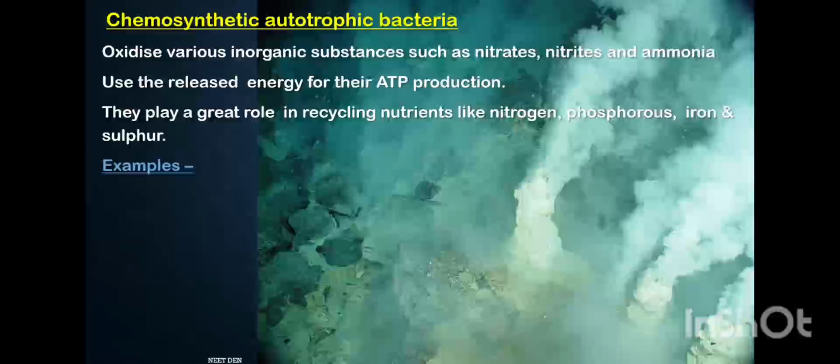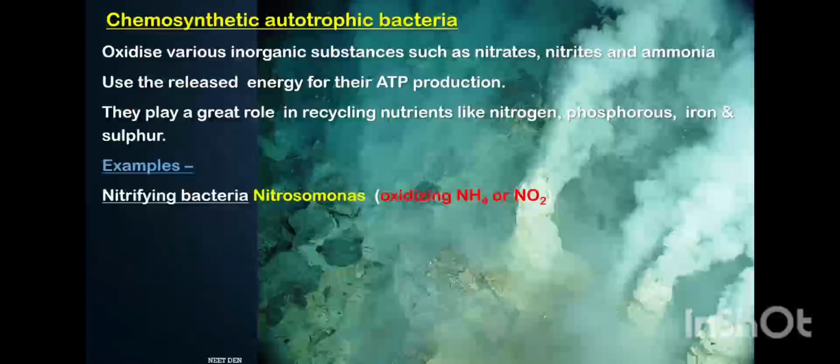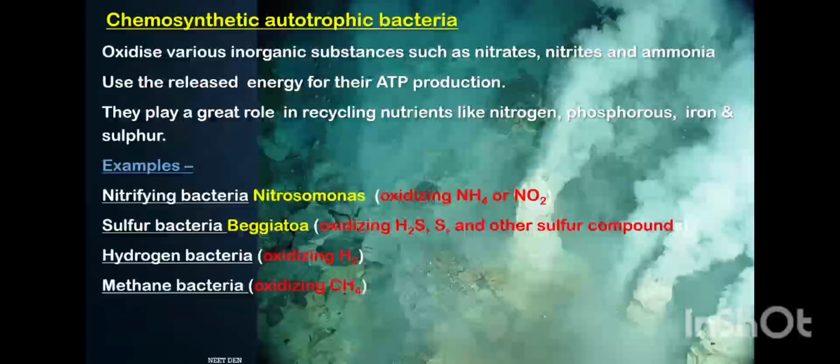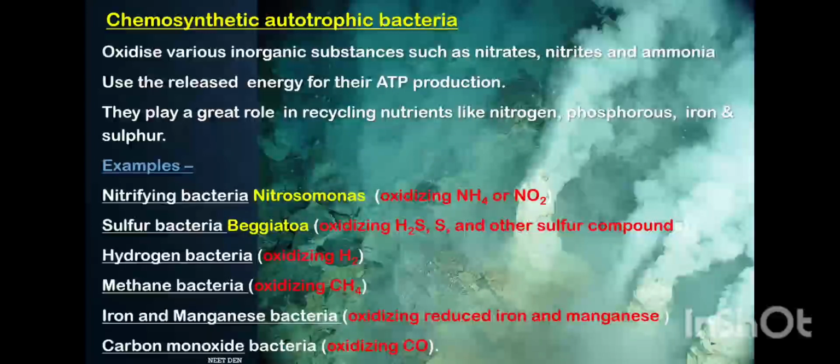So what are the various examples of chemosynthetic autotrophic bacteria? Eubacteria. They are nitrifying bacteria, which are called Nitrosomonas, and they oxidize various nitrogen containing compounds. Then sulfur bacteria, which are called Beggiatoa, and they oxidize various sulfur containing chemicals, sulfur compounds. Hydrogen bacteria, methane bacteria, iron and manganese bacteria, carbon monoxide bacteria.